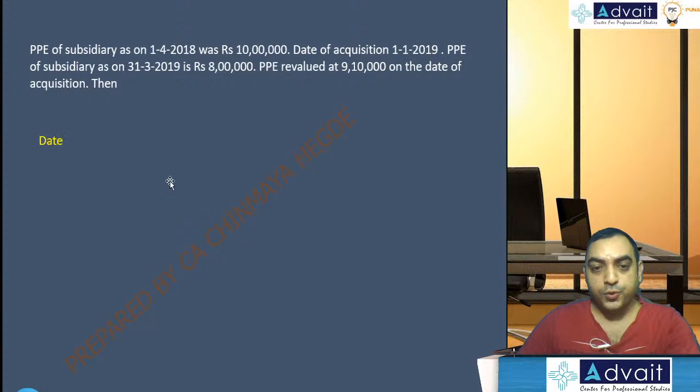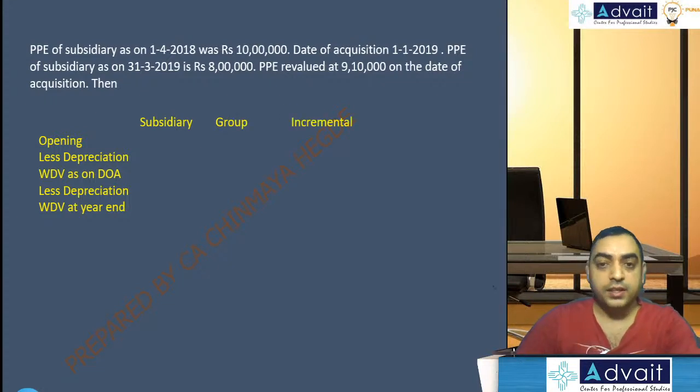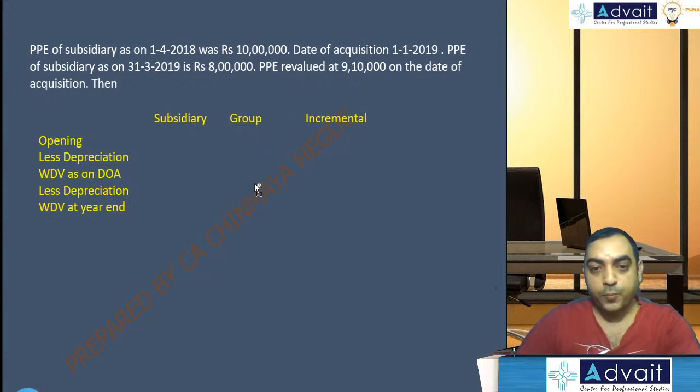So what format are we going to use? We will start with the opening balance, then less depreciation, then we get the WDV as on the date of acquisition, then less depreciation, then we get WDV at year end on the date of consolidation. This is the format. The columns will be in the books of subsidiary, which is already provided, then in the books of group, and then we compute incremental amounts.